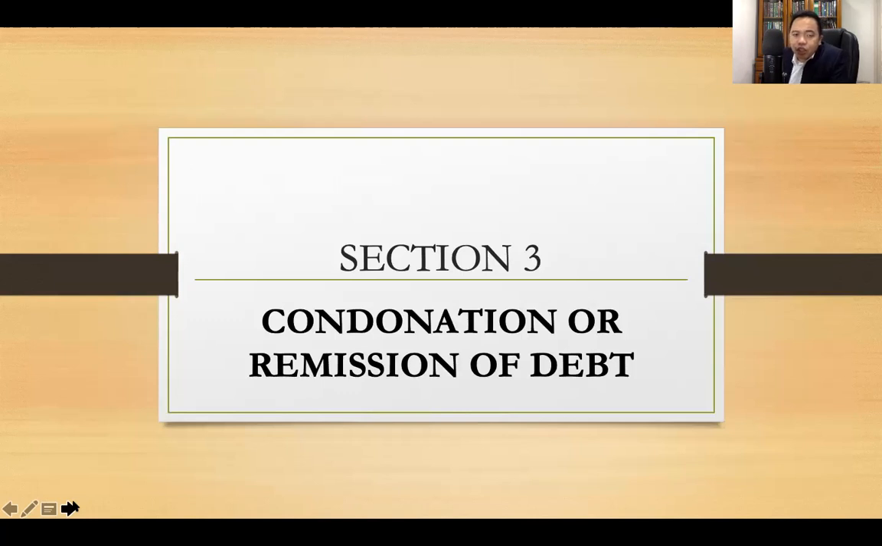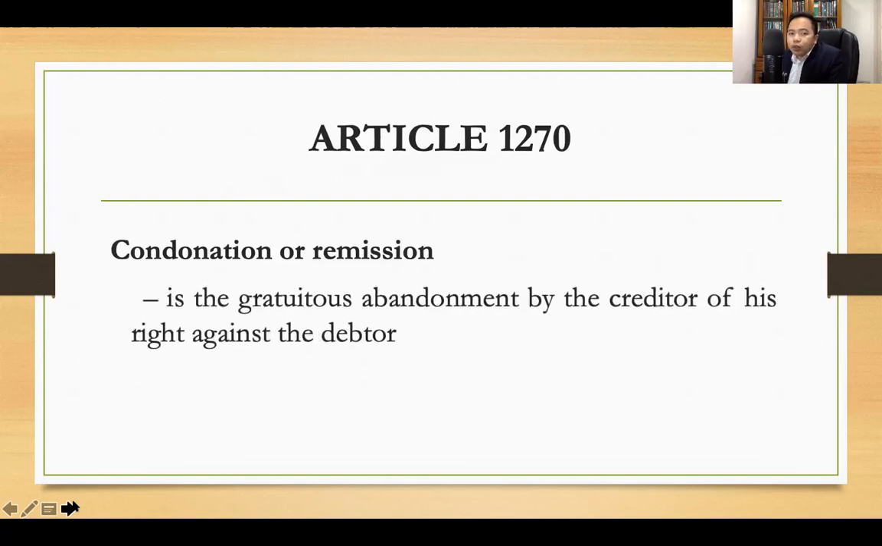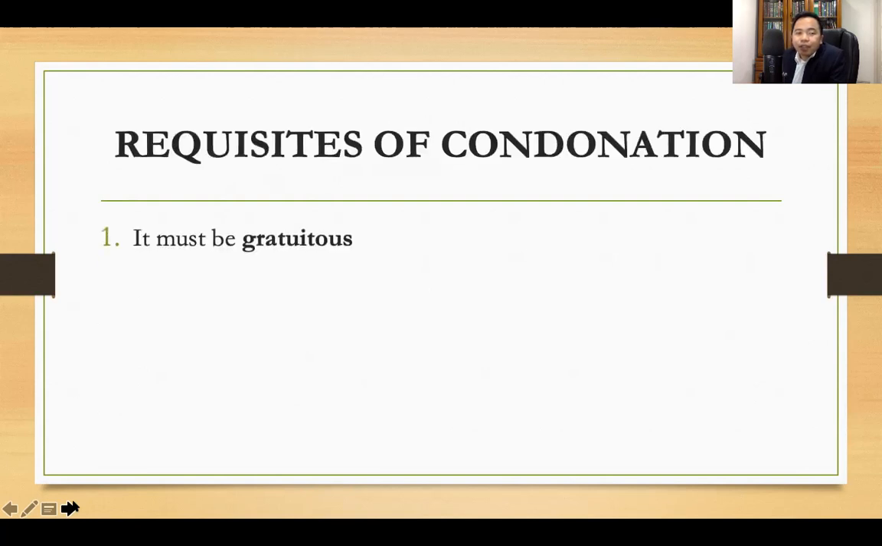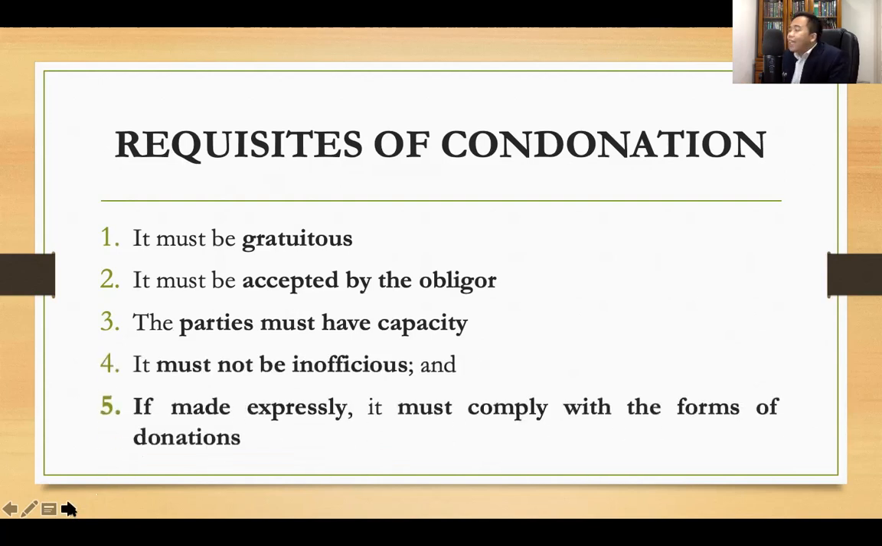Section 3, condonation or remission of debt. What is condonation? It is the gratuitous abandonment by the creditor of his right against the debtor. Requisites of condonation: it must be gratuitous, it must be accepted by the obligor, the parties must have capacity, it must not be inofficious, and if made expressly, it must comply with the forms of donations. Class, when debts are condoned, when debts are abandoned or remitted, then it is also equivalent to a donation. You are no longer made to pay.